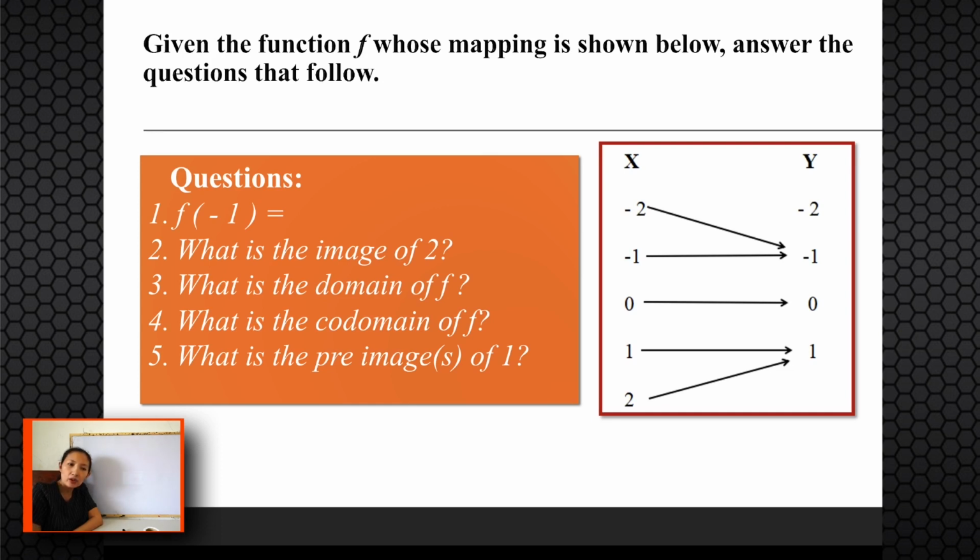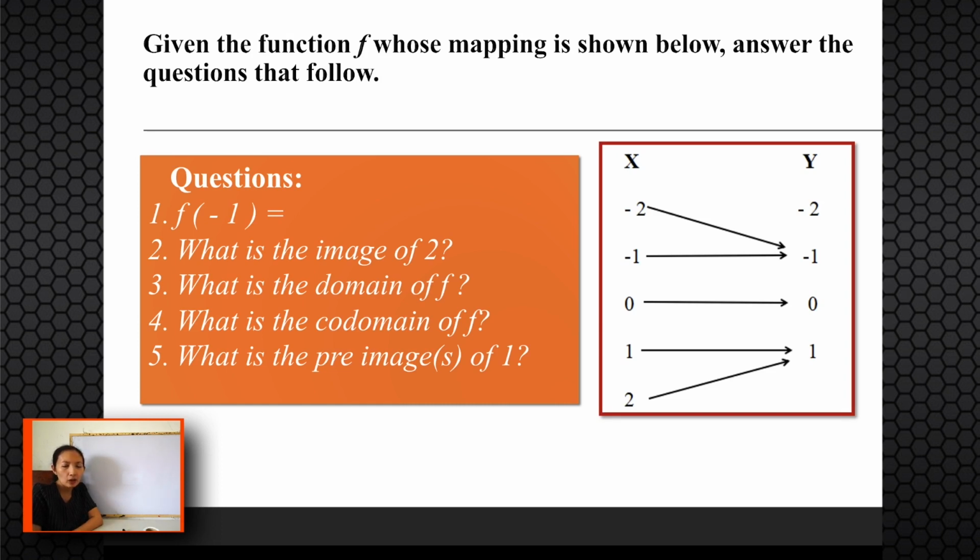Now, let's answer the questions regarding the given function. Okay, number 1. Like what we did in the previous meeting, you can respond via chat. What is f of negative 1? Refer to the diagram. F of negative 1 is, okay, correct, negative 1. Number 2. What is the image of 2? Image of 2 is 1. Correct. So, you're right. Next, what is the domain of f? Negative 2, negative 1, 0, 1, 2. Okay. The set of all x values. Correct.